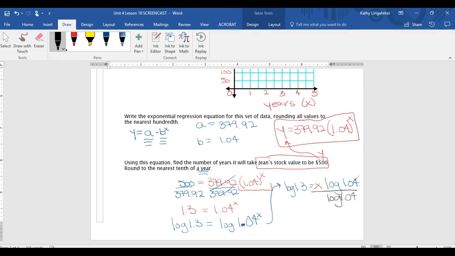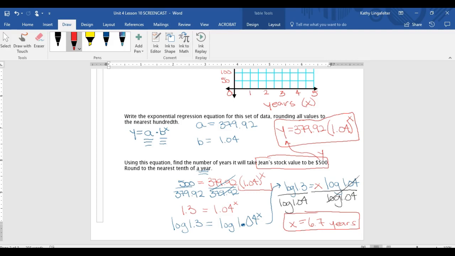So I'm dividing both sides by the log of 1.04, and so x is going to equal the log of 1.3 divided by the log of 1.04, and it tells me to round to the nearest tenth year, so it's going to be 6.7 years it will take in order for her money to be valued at $500.